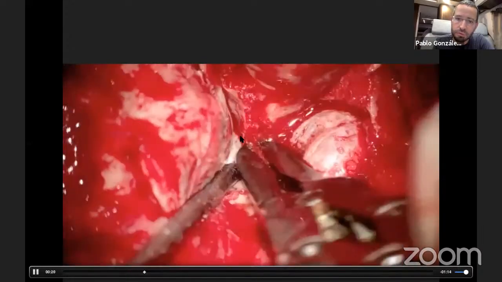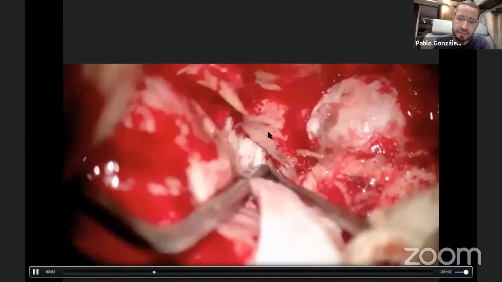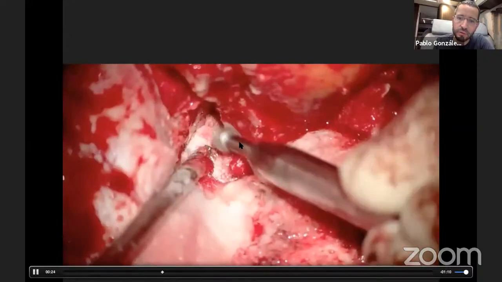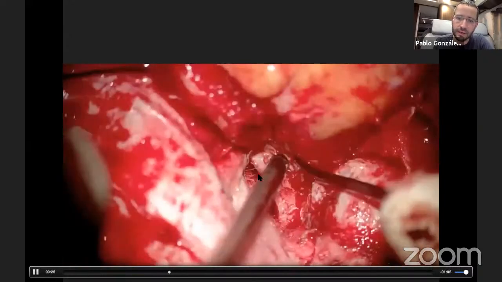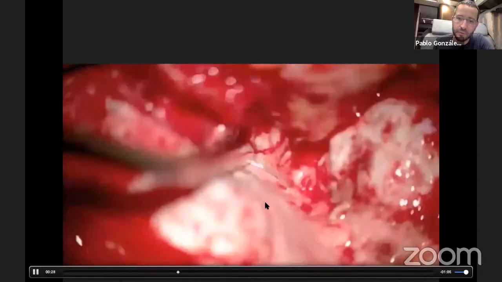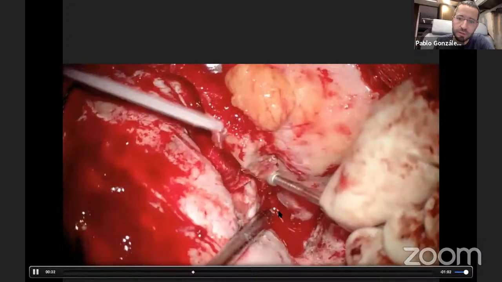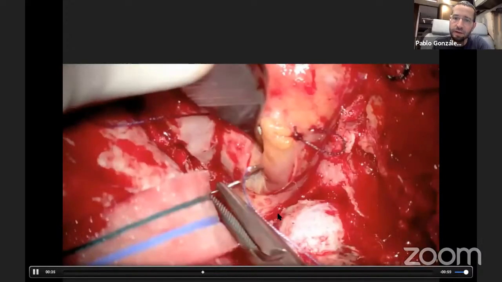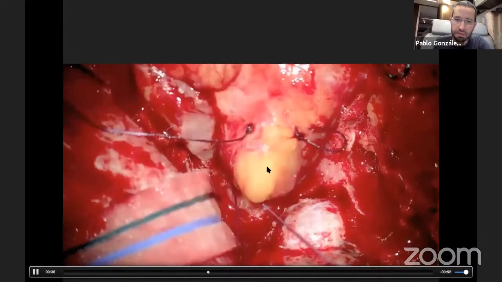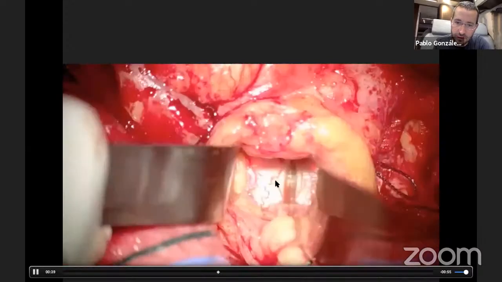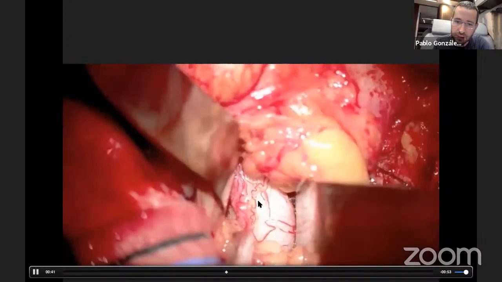And what we want to reach here extradurally is the optic canal. So we want to unroof extradurally this optic canal. So once we have it, this is the optic canal unroofed. We open the periorbita and we want to identify the intraorbital segment of the optic nerve. So here it is. And you can see it's completely insufflated by this meningioma.